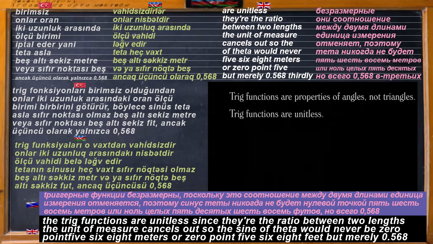Second, the trig functions are unitless. Since they're the ratio between 2 lengths, the unit of measure cancels out. So the sine of theta would never be 0.568 meters or 0.568 feet, but merely 0.568.